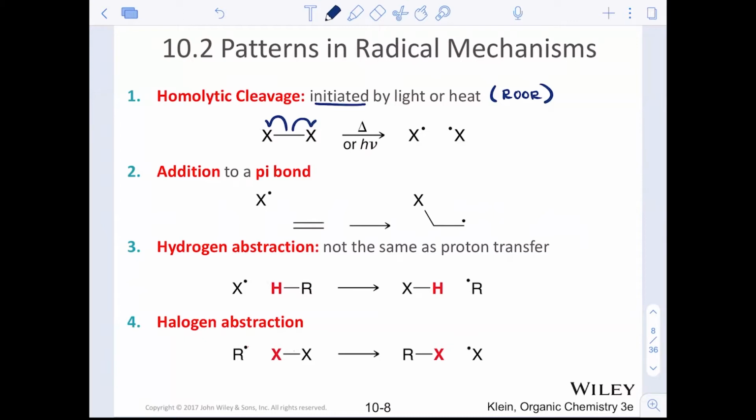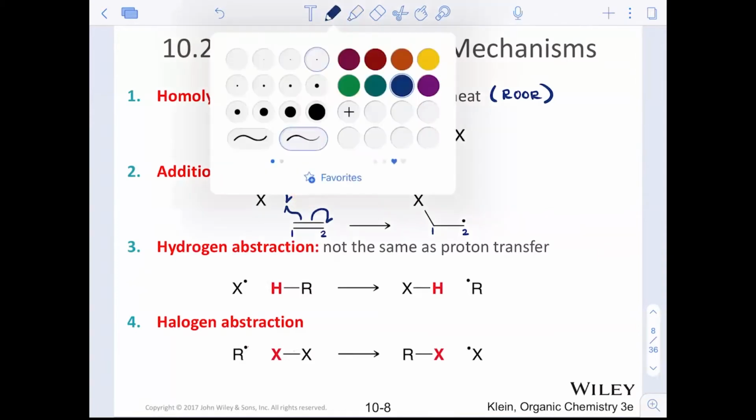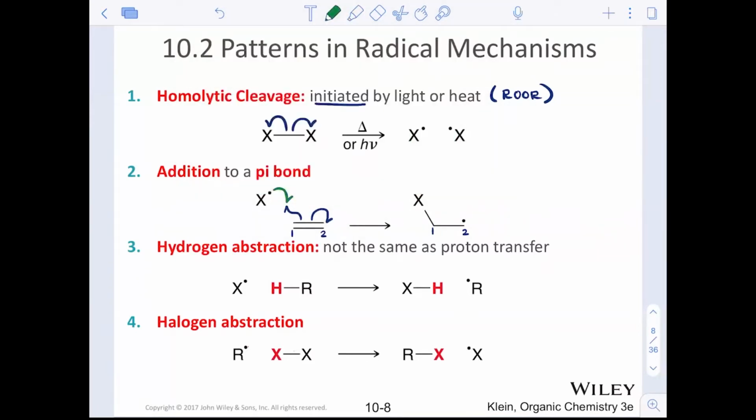Addition to a pi bond is another radical mechanism pattern. Notice here the addition of the pi bond is going to be creating a new sigma bond between carbon 1 and creating a radical on carbon 2. A couple of things just to note, these two arrows, I'll highlight them in green, are making the new sigma bond from the pi bond, and carbon number 2 gets the leftover electron as a radical.